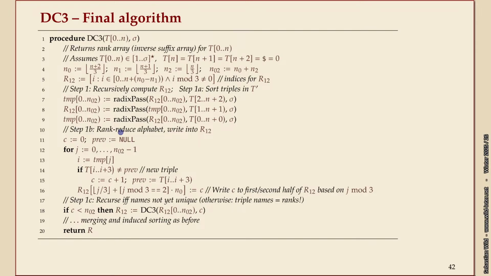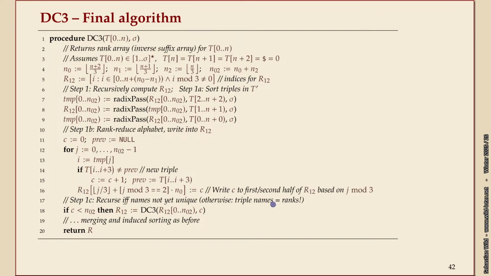Now comes the renaming step. You go through all the triple characters and you check, is the current one the same as the previous one? If so, it gets the same name. Otherwise, you increment the name. And then this step is another stroke of genius, that you can compute the index where you should write it to from, again, the modulo 3. Now, after this, you have in R12 the new names of the triple characters that started at these positions.